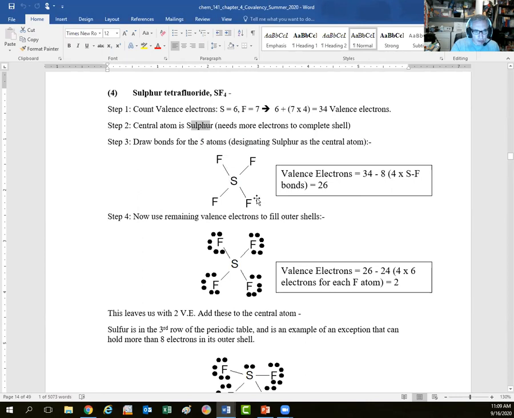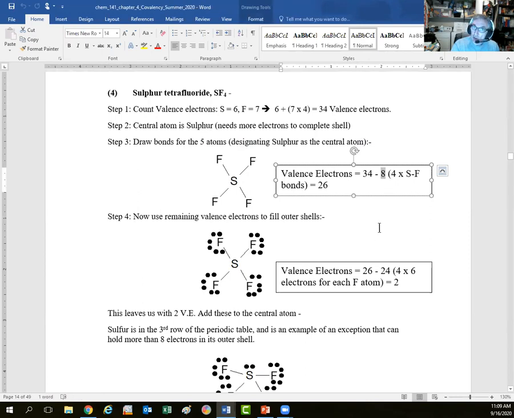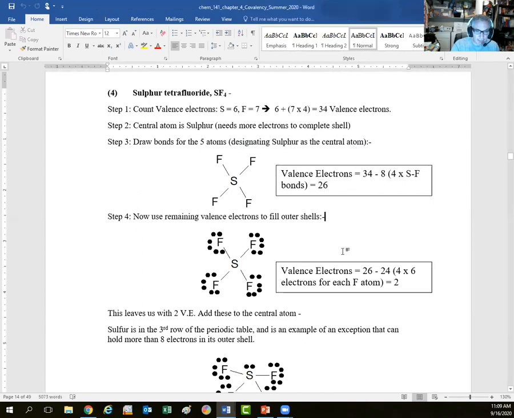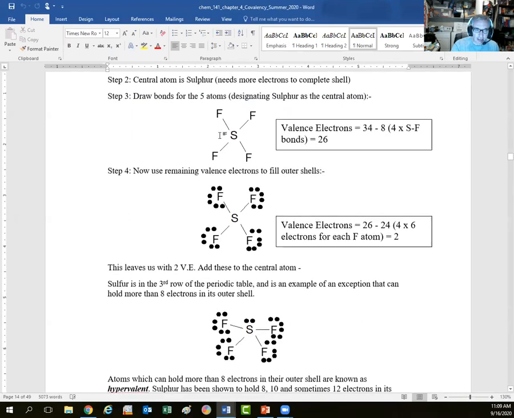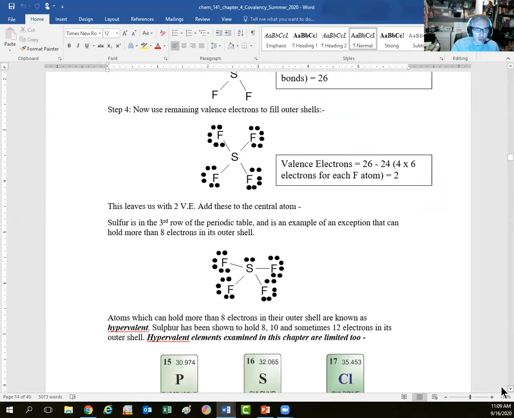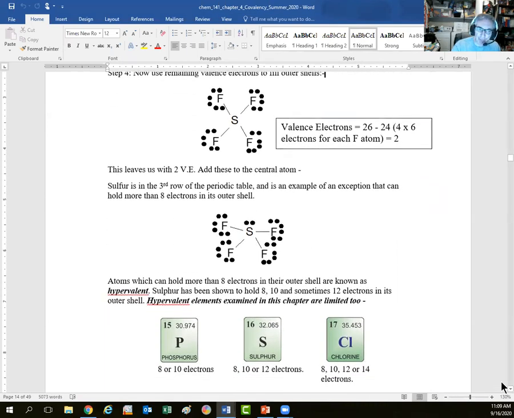And so the sulfur bonded to the 4 fluorines used 2 electrons each time. So we have used 8 of our 34 electrons, leaving us with 26. And we use those remaining electrons to start filling octets, starting on the outside and only putting electrons in the sulfur if there's nowhere else for the electrons to go. And so we fill those octets for the fluorine atoms, and we do have a pair of electrons left. So that lone pair has to go in the sulfur itself.